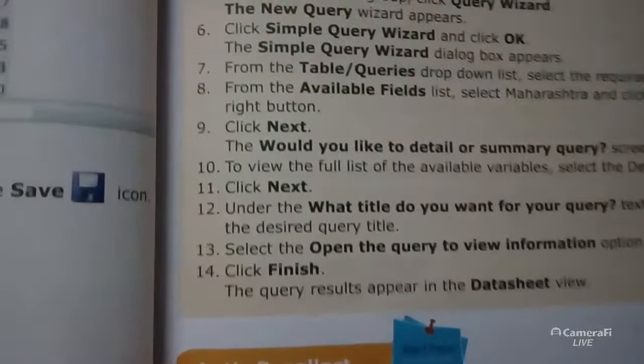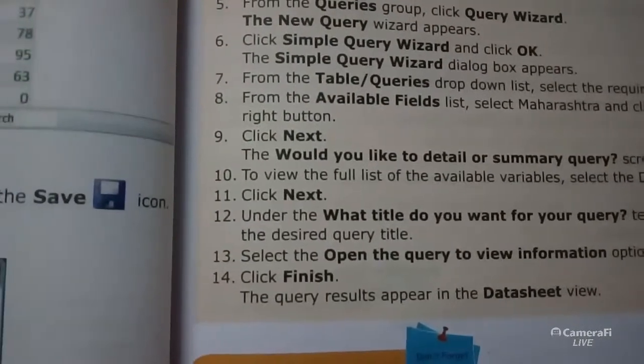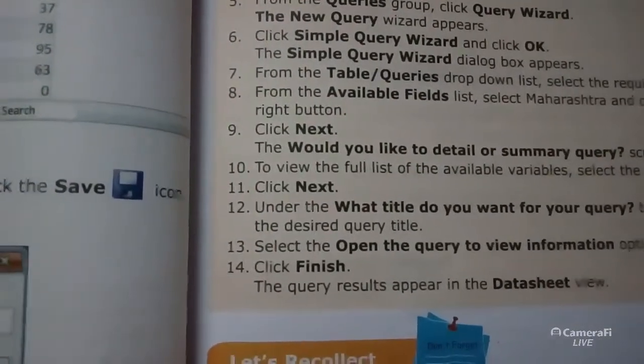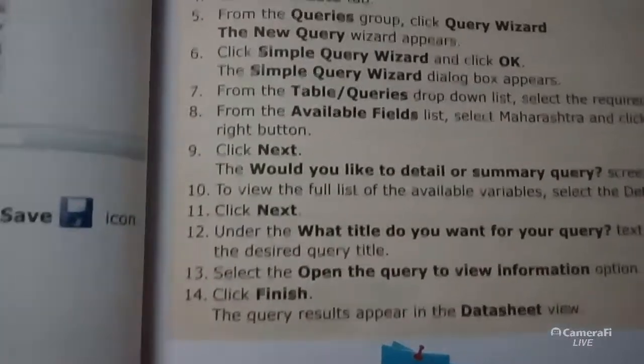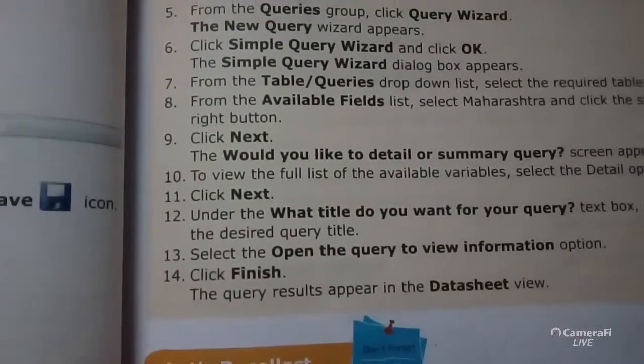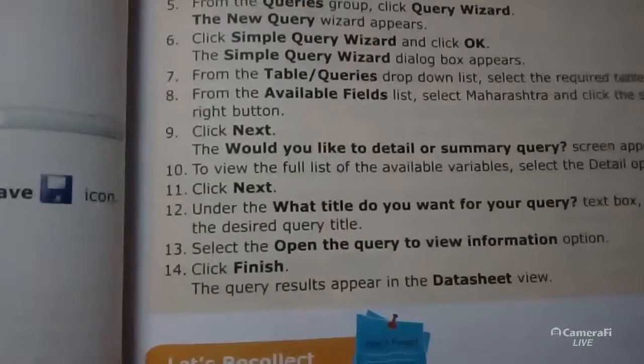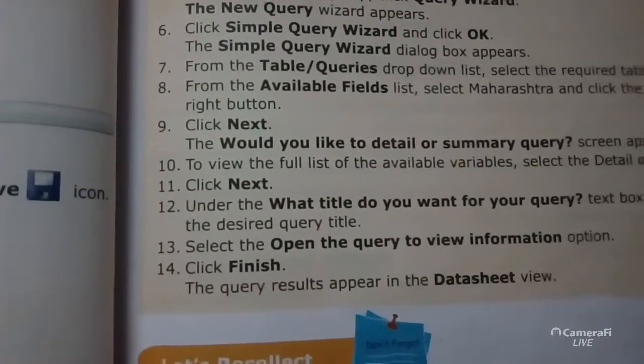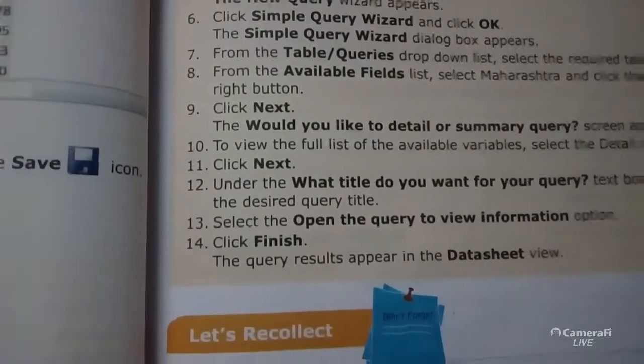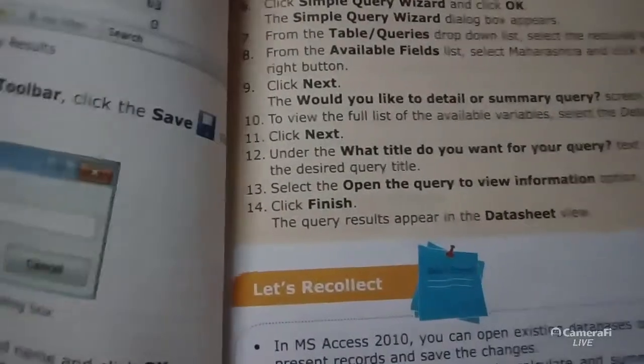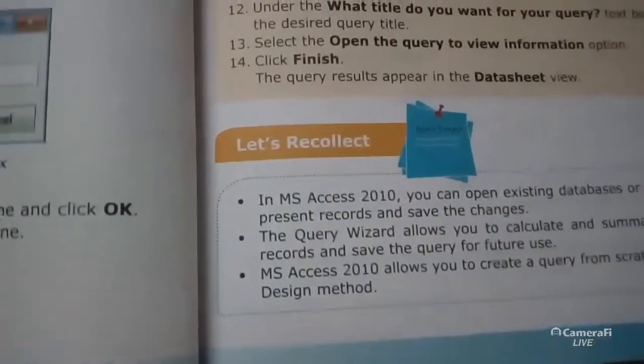The query result appears in the dataset view. That means here, all over India, in the table there are so many schools' names which have done better results. But in the query you have to separate only Maharashtra. Okay. This is the practical. Then see, let us recollect.